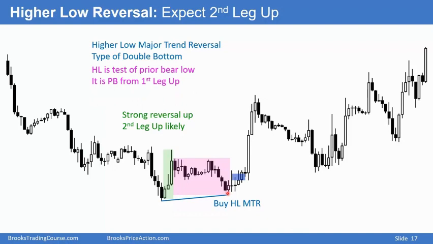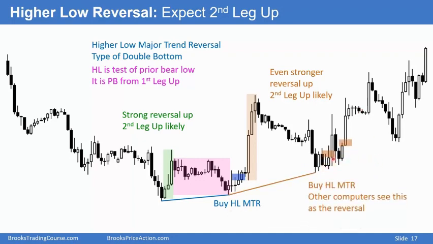This higher low is a test of the prior bear low, and it's also a pullback from this first leg up. Higher low, expect a second leg up. Even stronger reversal up. This is much stronger than this. It's a possible second leg trap, but probably strong enough so that whatever sell-off we get, it'll stay above that low and be followed by at least a small second leg up.